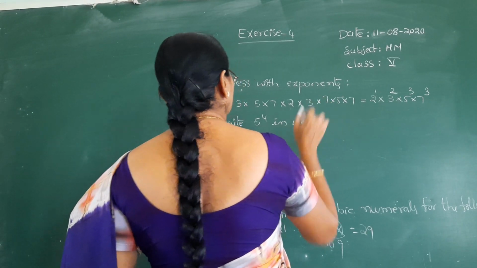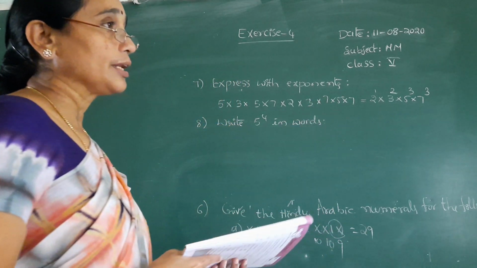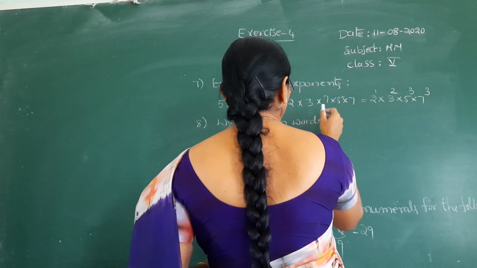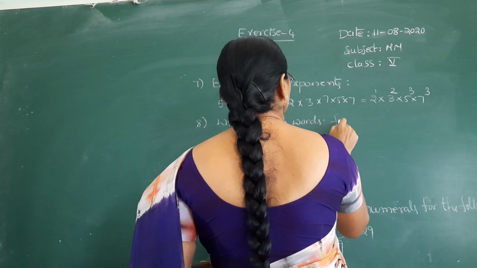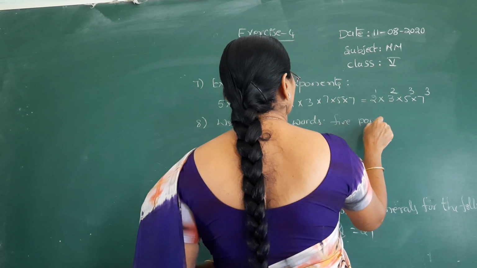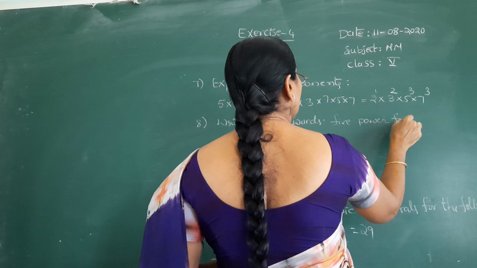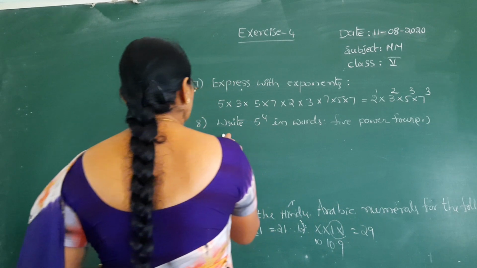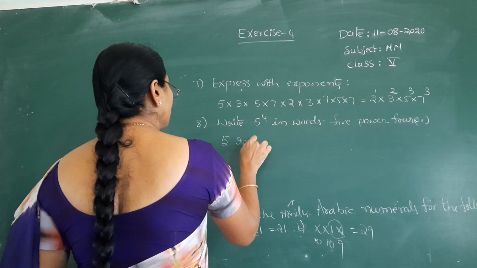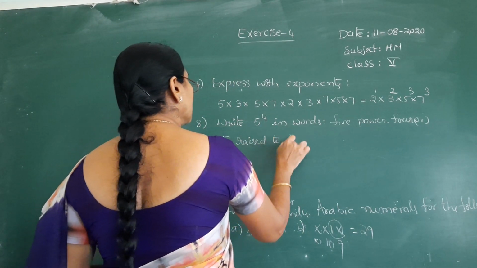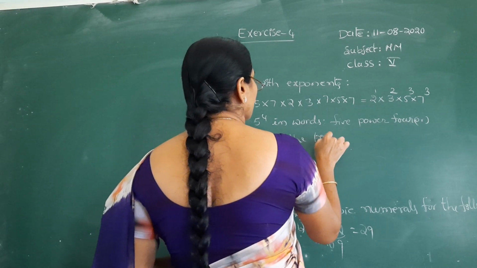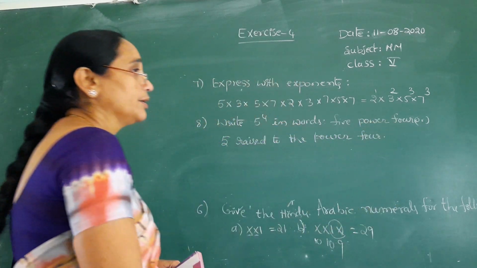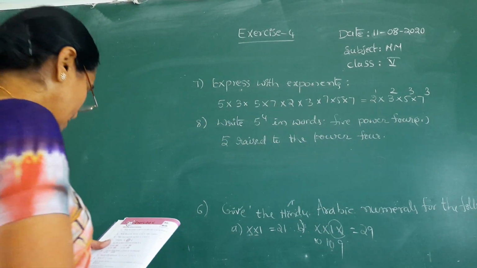Now I explain that exponential form. How to read it? They are asking to write in words. So this can be written as 5 power 4. That is the simple form of reading 5 power 4. And mathematically it is read as 5 is raised to the power 4. To the power 4. 5 is raised to the power 4, and that means 5 taken 4 times.